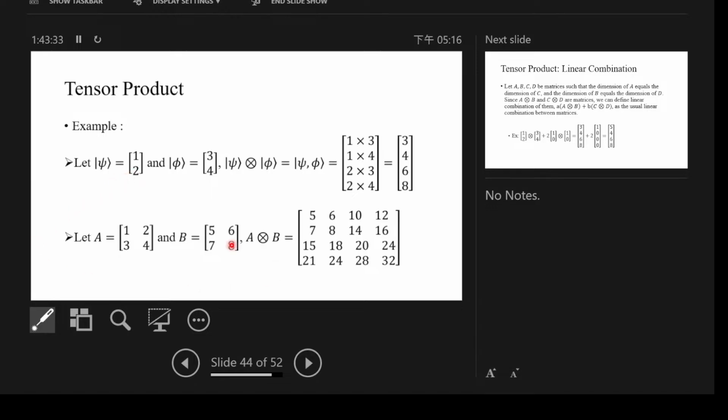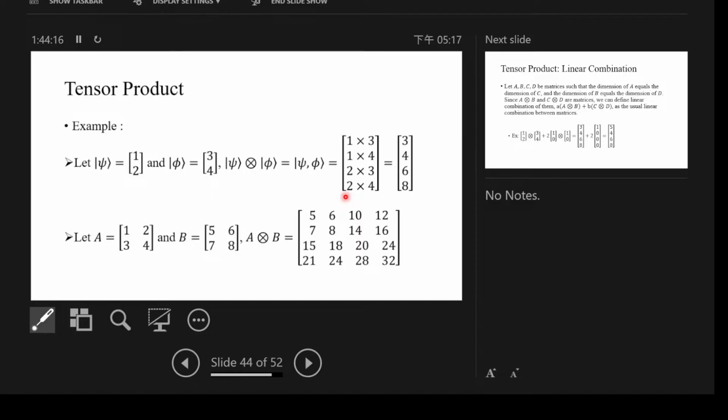Okay, so for the tensor product, because we defined it for matrices, you can also apply it to vectors. And a lot of the tensor products we do are on vectors. For example, we have this psi vector and this phi vector, and we can take the tensor product between them. So we have blocks of vectors. We have 3, 4 here, 3, 4 here, and psi equal to 1, 2. The first block of 3, 4 is multiplied by 1, and the second block of 3, 4 is multiplied by 2. Then we get this huge vector: 3, 4, 6, 8.